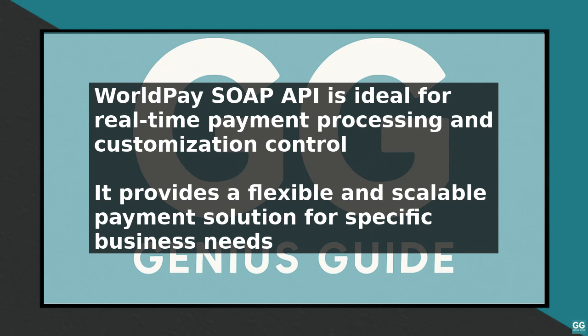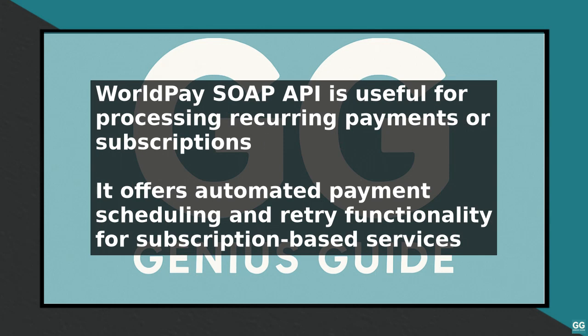business needs. Another scenario where the WorldPay SOAP API is useful is when you need to process recurring payments or subscriptions. The API provides a range of features that support recurring payments, including automated payment scheduling and payment retry functionality. This makes it an excellent choice for businesses that offer subscription-based services or products.